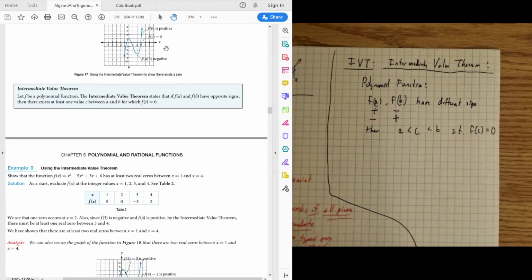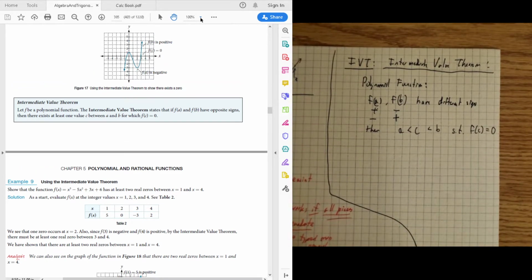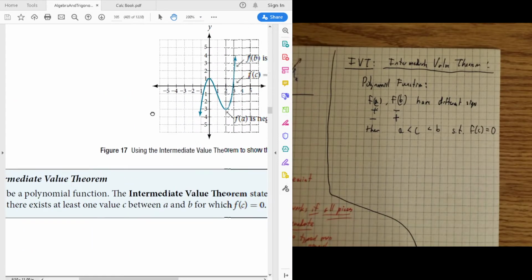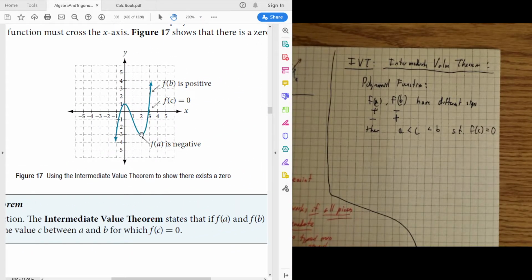I'd like you to note this little picture up here. And I'm going to zoom in a little bit to make it a little easier to see. Notice that if I pick my a to be 2, then my f of a, the y value of 2, is negative 3. It's a negative number. If I pick my b to be 3, the value for 3 is actually up here. It looks like it's at about 2, or pretty close to it.